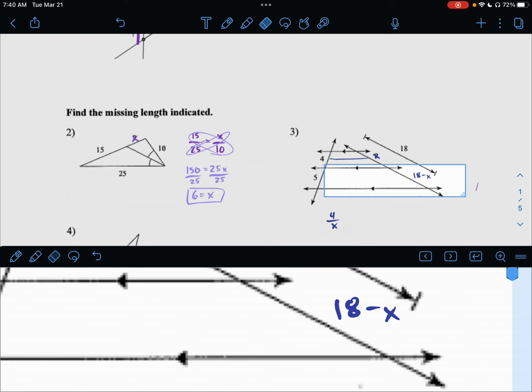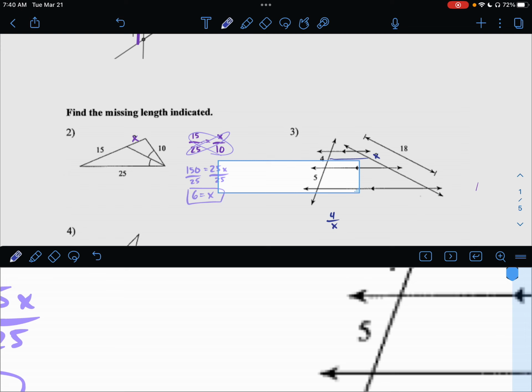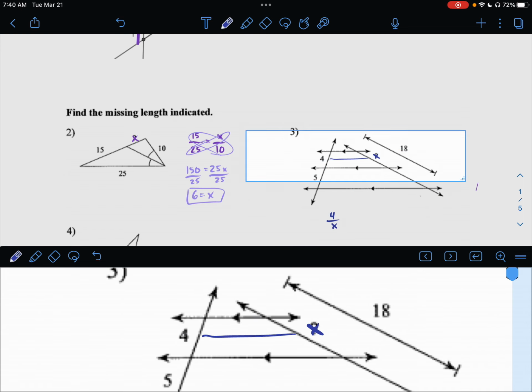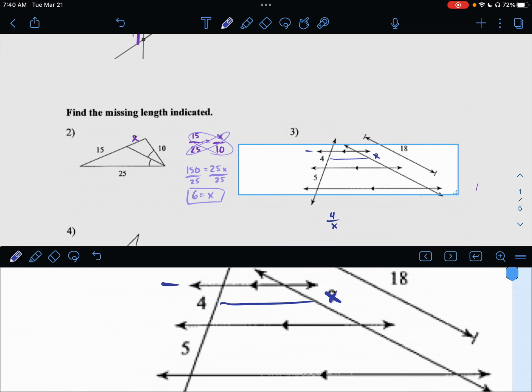Or what I could also do, what I would probably do in this case, is I see that 18 is the entire side length, and I see that this entire side length is 4 plus 5, so 9.